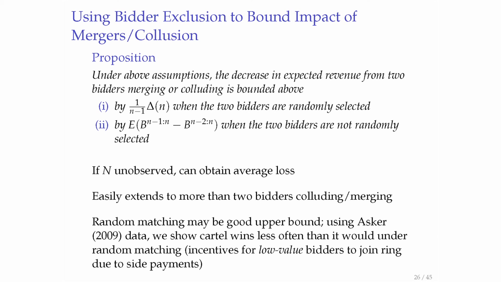We go into look at how often the bidding ring would win if the bidders were randomly matched to be in the ring, and it shows they'd win even more often than they actually do in Asker's data. And Asker has some intuition for this, that it's these low value guys who want to get in the ring. They have incentive to participate because you get side payments. There's a chance you'll get some payment from just participating in the ring. So this is one other tool you could use this for.